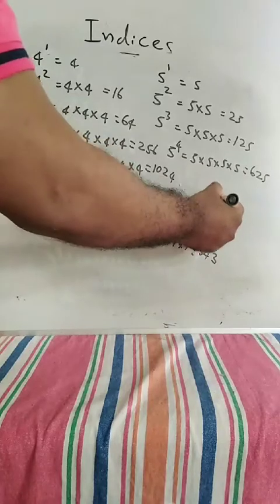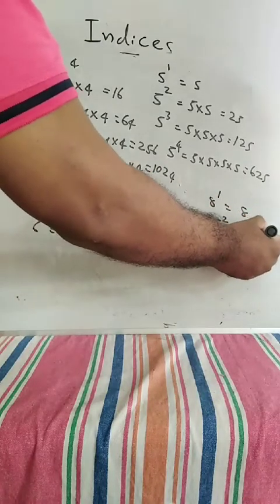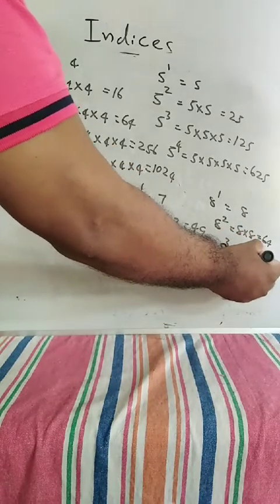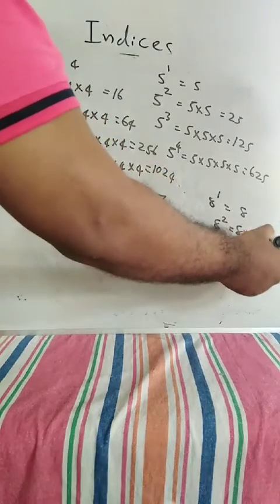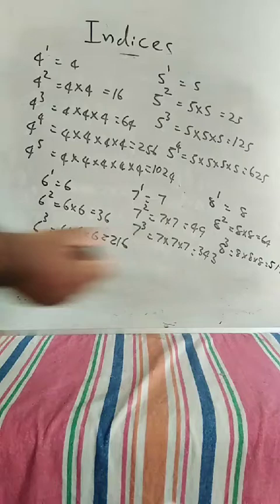Now 8 to the power 1, 8. 8 to the power 2, 8 into 8, 64. Now 8 to the power 3, 8 into 8 into 8. Now 64 into 8, 512. Right?